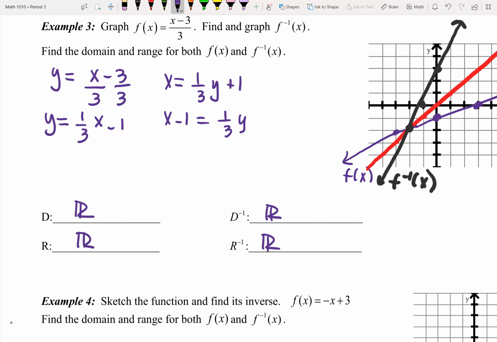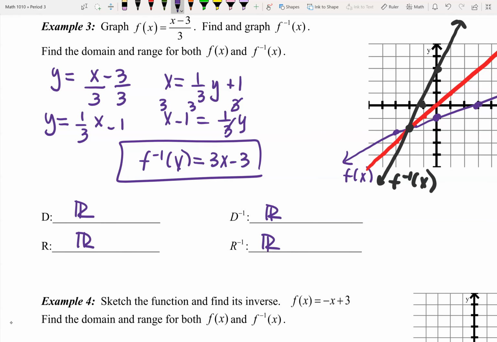It's actually 3 times. Look, 1 here, 1 for the 1, and 1 for the x. So there's 3 terms, so I have to multiply all those by 3. So now the 3's cancel, and I have f inverse of x is equal to 3 times x is 3x, 3 minus 1 is a negative 3, and that's it.